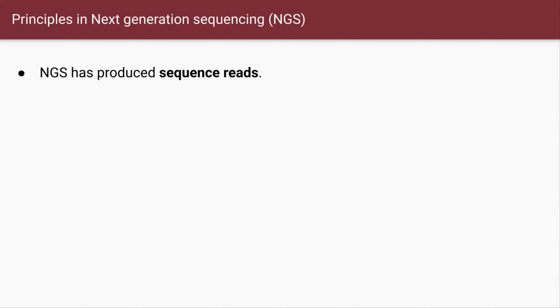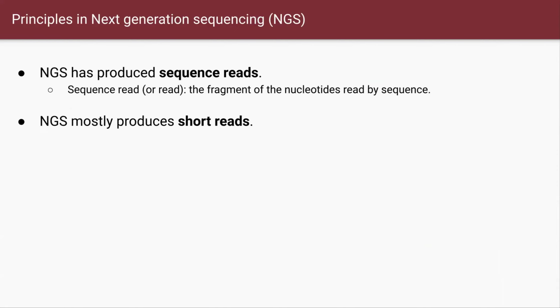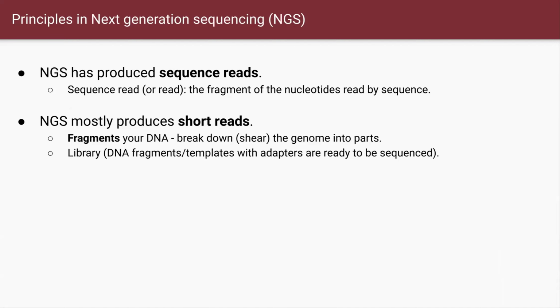So what are the basic principles of NGS technology? NGS sequencing basically produces a sequence read. When you know the DNA sequence, we say it's a sequence read, right? A sequence read is a fragment of nucleotides read by sequencing technology. And NGS mostly produces short-read sequencing, especially Illumina sequencing. So once you have your DNA, you basically break down your 3 billion base pair DNA sequence into tiny, tiny pieces. Then you use those fragments and get short-read information.